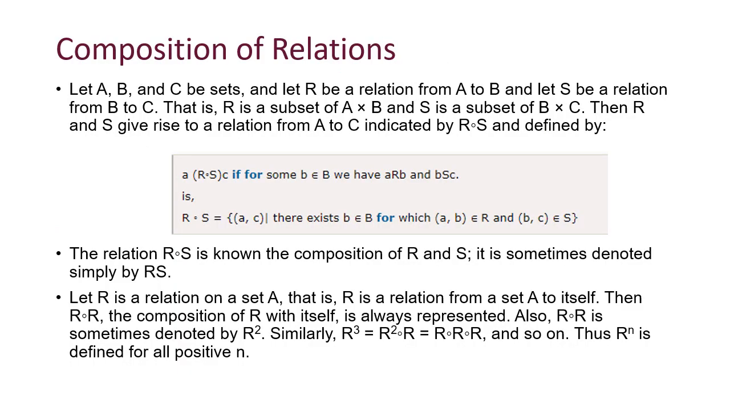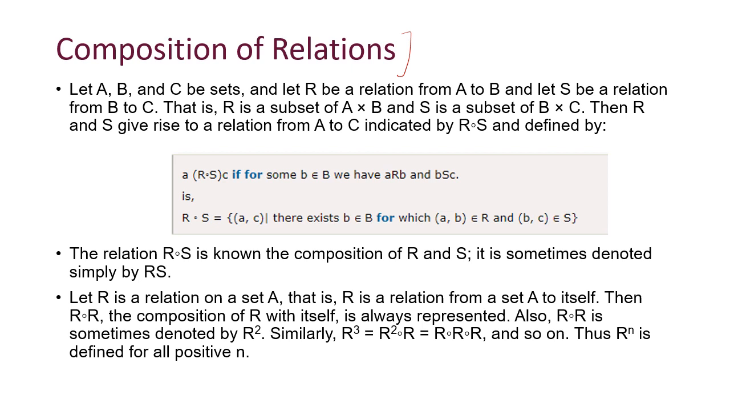Now we have seen certain operations on relations. We have seen how we can operate union, intersection, difference, symmetric difference on relations. Composition is yet another operation that can be performed on relations. For this we need two relations, right? Let us understand what a composition means.